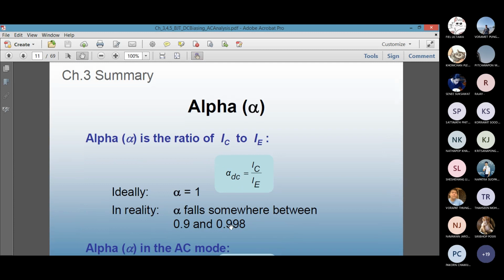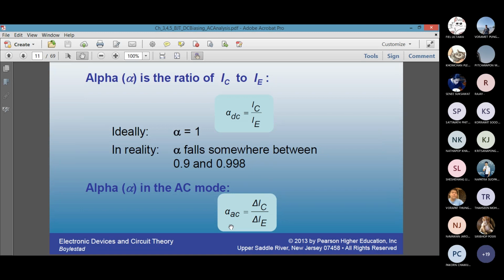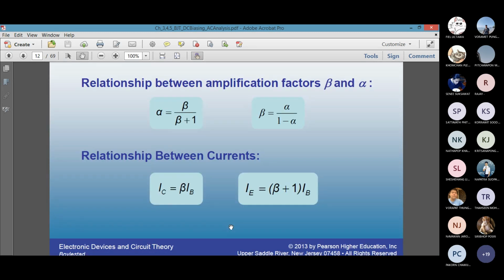There's a ratio alpha. IC over IE is called alpha. Ideally, it should be 1. In reality, it should be 0.998 or 0.9. Beta is a very important one. It is an amplification factor. A relationship can be established between beta and alpha. Beta is alpha divided by 1 minus alpha. And IC equals beta IB always.